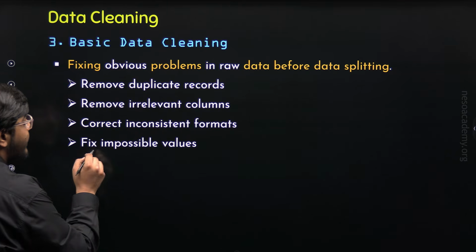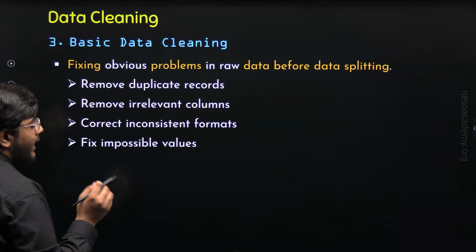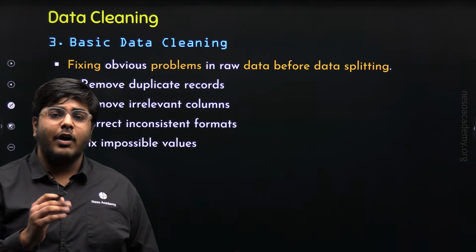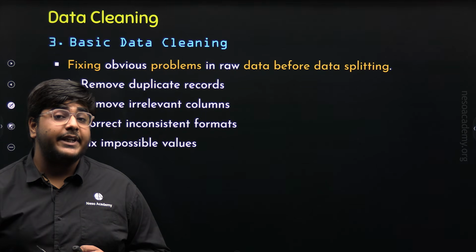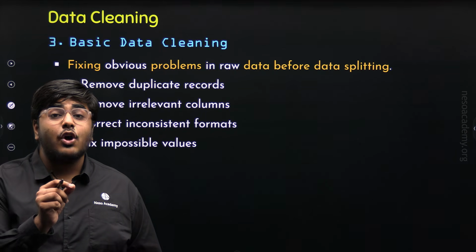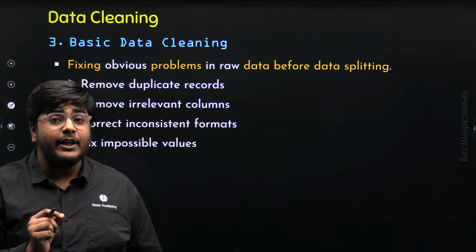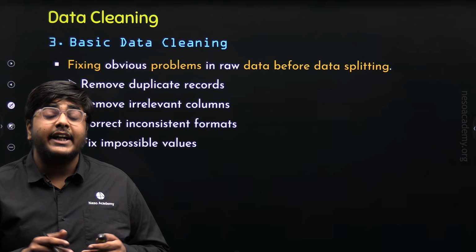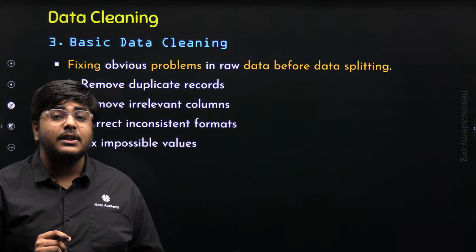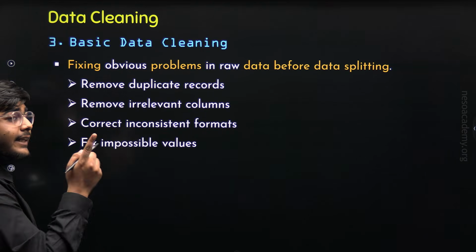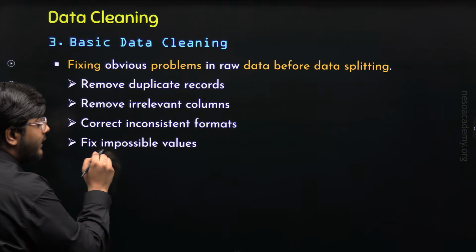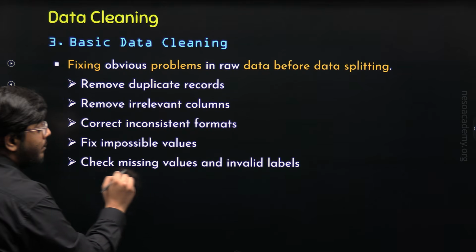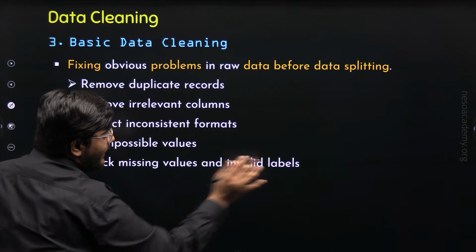Next is fix impossible values. In our dataset, there can be some impossible values. For example, in a house price prediction dataset, the size of the house can contain some negative values, which are impossible. The age of the house can contain some negative values, which is impossible. So, under basic data cleaning, we need to fix the impossible values also, and check missing values and invalid labels.